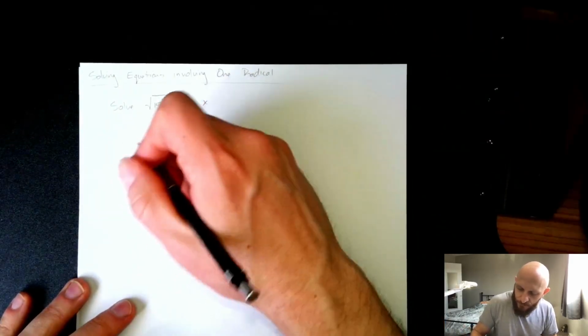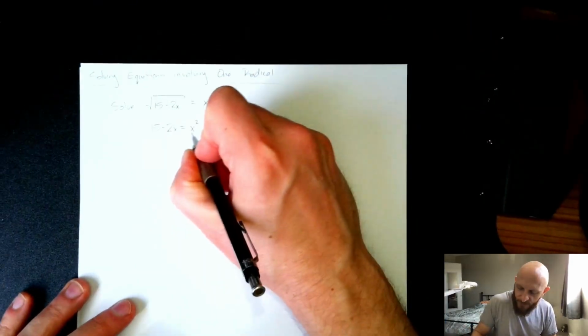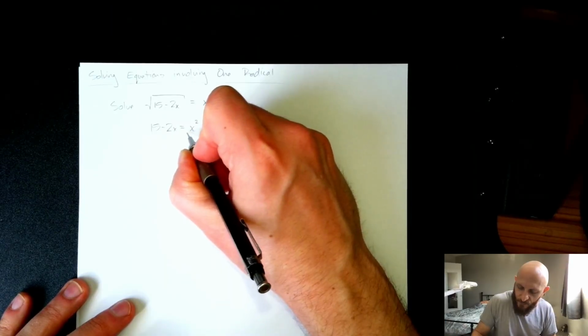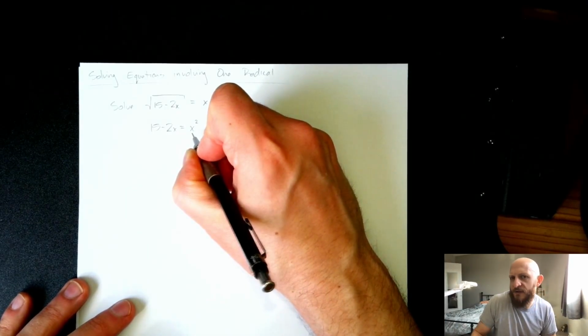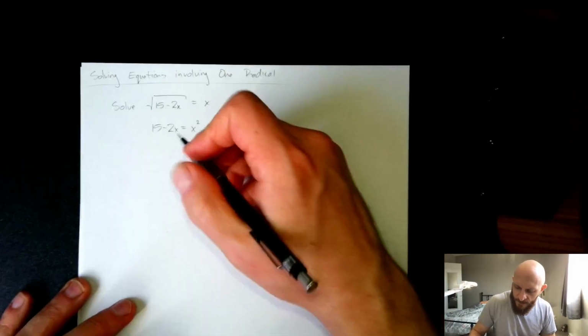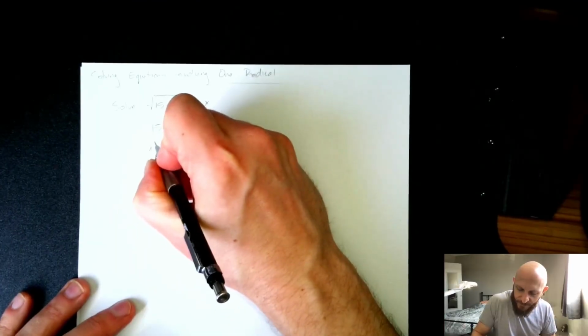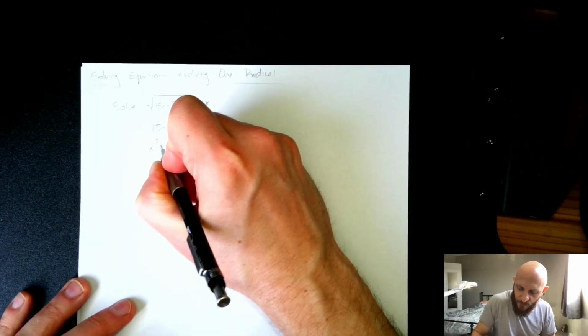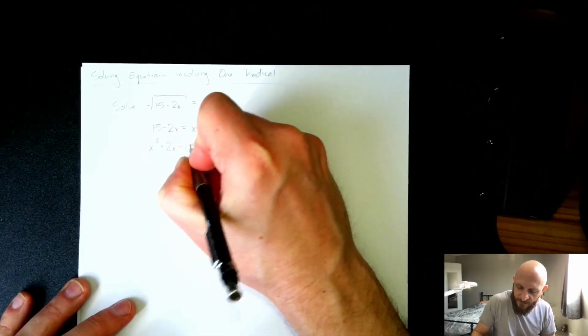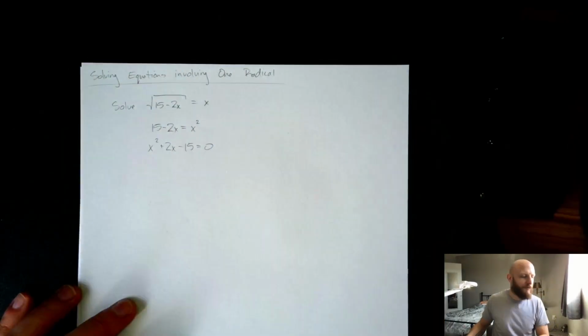So rewriting this, I prefer to keep the term with the highest power, the x squared term, positive. So what I would like to do is move everything over, and I'll rewrite it this way. It's going to become x squared plus 2x minus 15 equals 0.